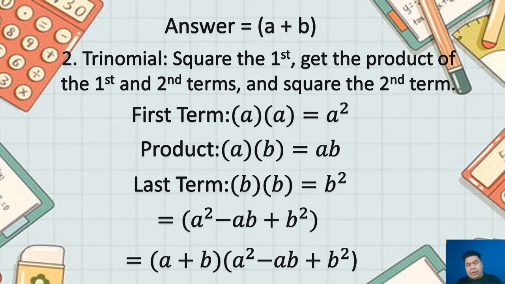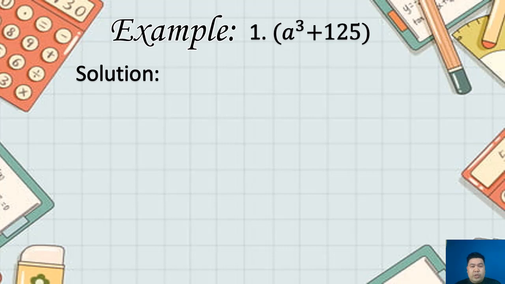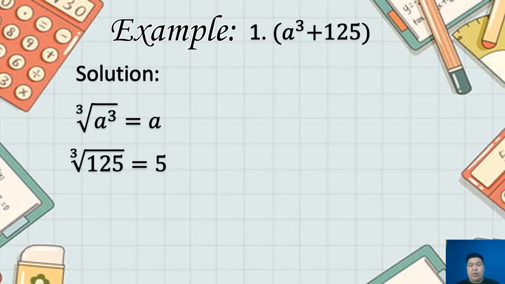Now, let's try another example. For example number 1, we have the given a cubed plus 125. For the first step, we will get the binomial. In getting the binomial, we have to cube root the first and the second term. The cube root of a cubed is equal to a. Then the cube root of 125 is equal to 5. So we get the extracted roots, and now we have the binomial a plus 5.